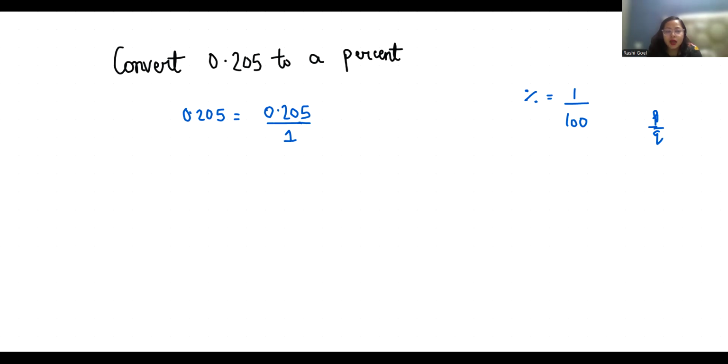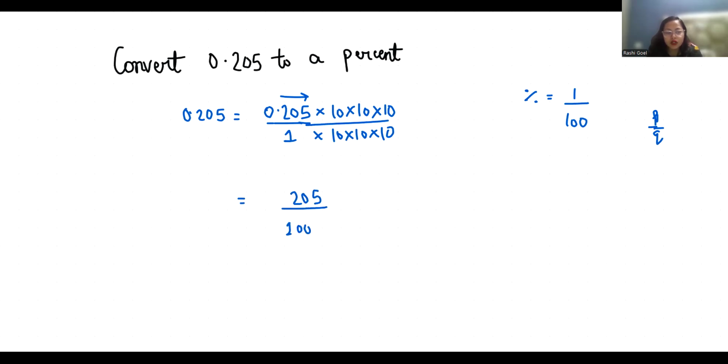Now our next step is to remove this decimal. So how can we remove it? We can remove this decimal by multiplying by tens in the numerator as well as in the denominator, depending upon the digits after the decimal. There are 3 digits after the decimal. So 10 times 10 times 10 in the numerator, and 10 times 10 times 10 in the denominator to balance it. So the numerator becomes 205 without the decimal and the denominator becomes 1000.